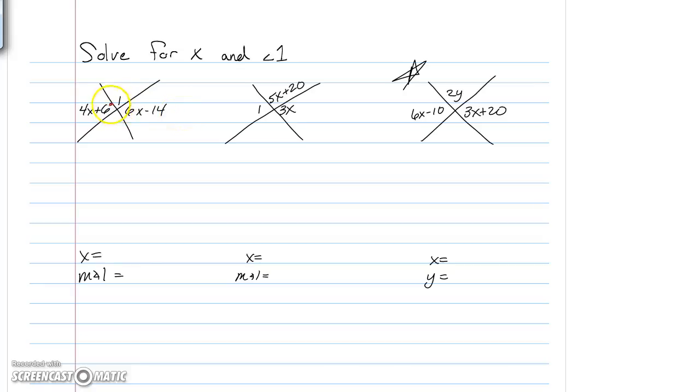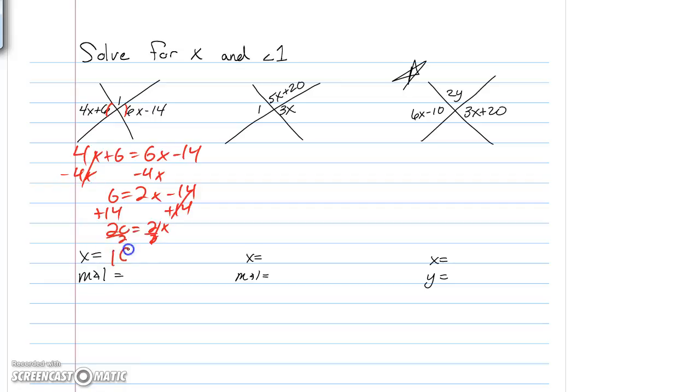So I see right away that these angles make an x. So I know those angles are vertical, so they have to be equal. So 4x plus 6 equals 6x minus 14. Some good algebra practice. 6 equals 2x minus 14. 20 equals 2x, and divide by 2, you get 10.